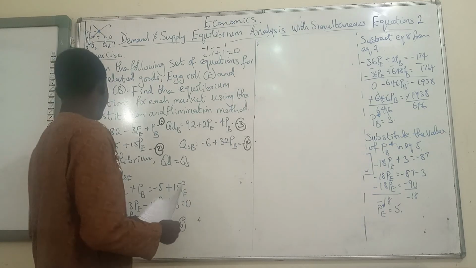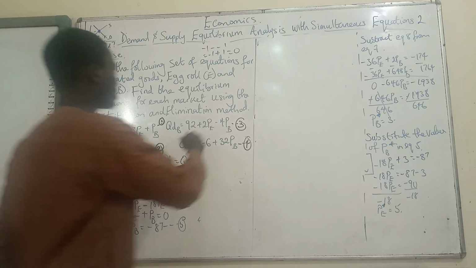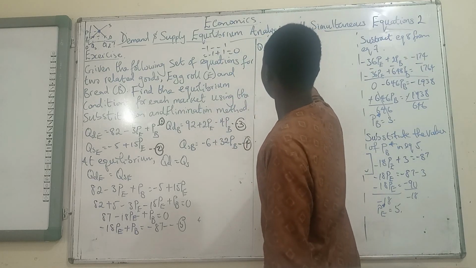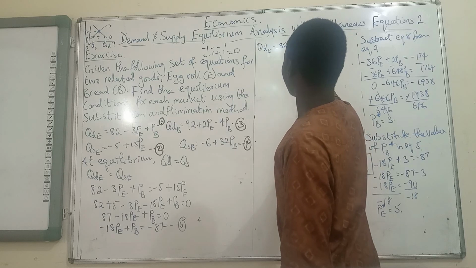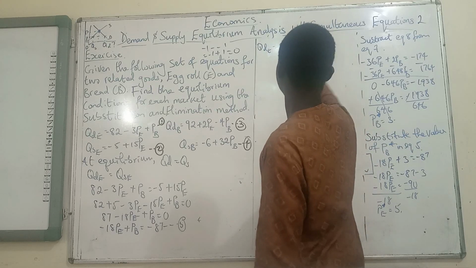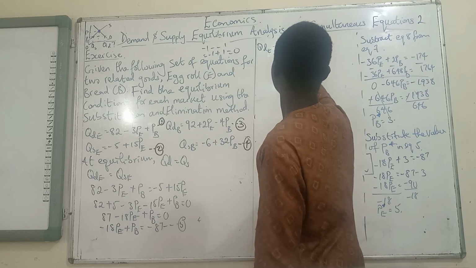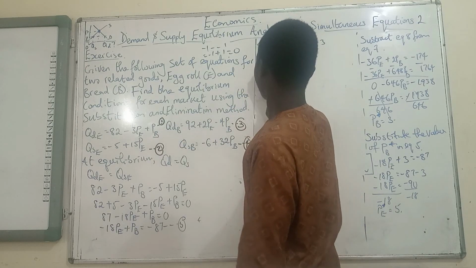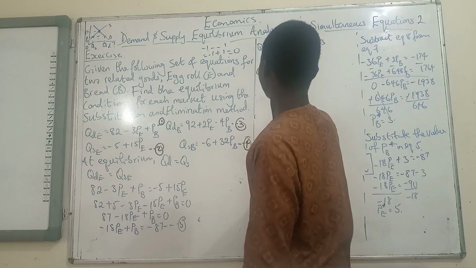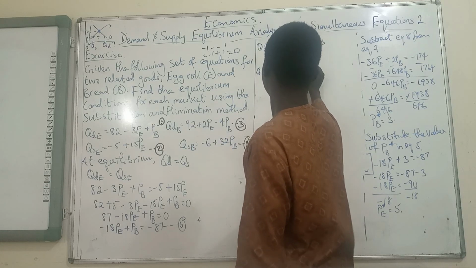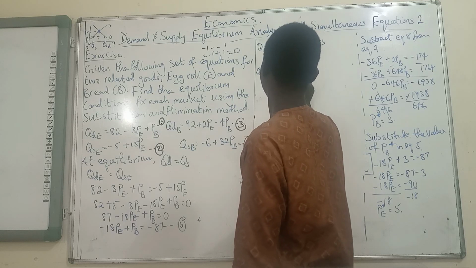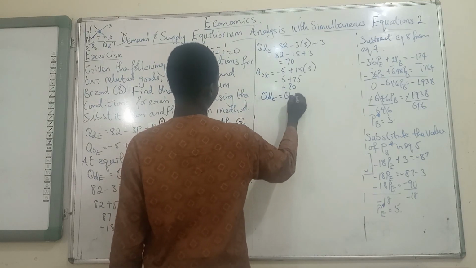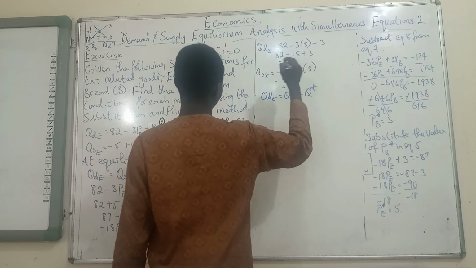For egg roll, QDE equals 82 minus 3 times PE, which is 5, plus PB, which is 3. So 82 minus 15 plus 3 gives us 70. Let's use the supply function as well to see if what we have is correct. QSE equals minus 5 plus 15 into bracket 5. That's minus 5 plus 75, and that gives us 70. So now it is sure that QD equals QSE equals Q star.